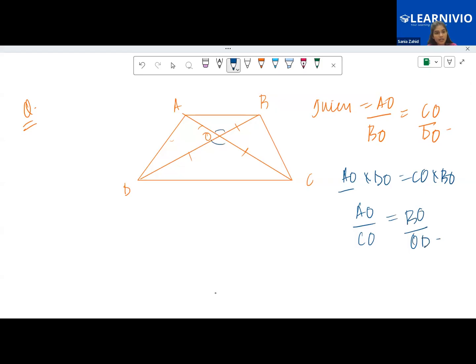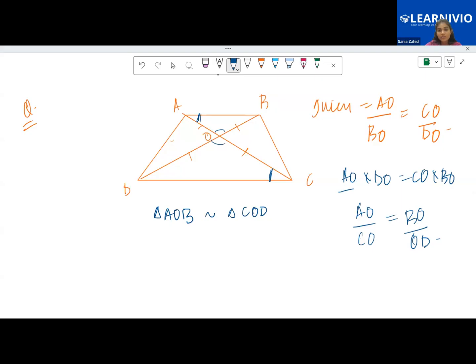Why? Because they are what kind of angle? Vertically opposite angles. So can I say that triangle AOB is similar to triangle COD? Yes. So also angle OAB, this angle, can I call it equal to OCD, this angle? Okay, now tell me one thing.